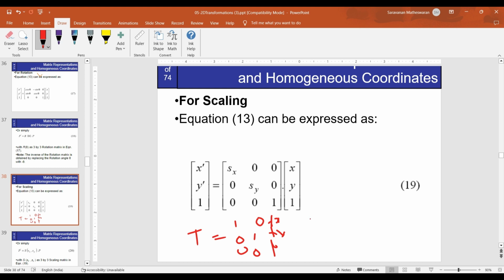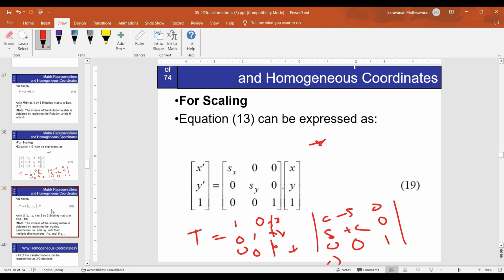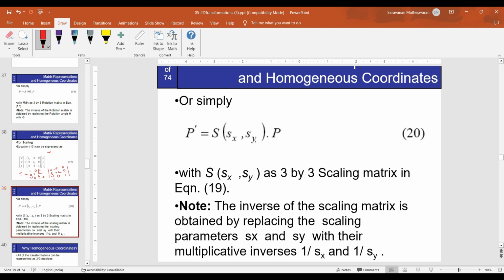When I apply the rotation, here we always have 1, 0, 0, 0, 0, and here cos theta, minus sin theta, plus cos theta. That's it. To remember: x dash and y dash equal to 1, s of x and s of y. Translation involves addition, scaling involves multiplication, and rotation is angle-wise. This is a short form to remember the formula. When I apply the scaling matrix with s of x and s of y, it is converted into a 3 by 3 matrix.